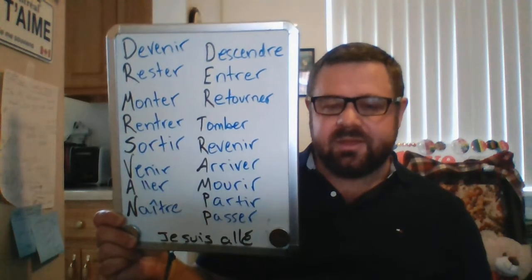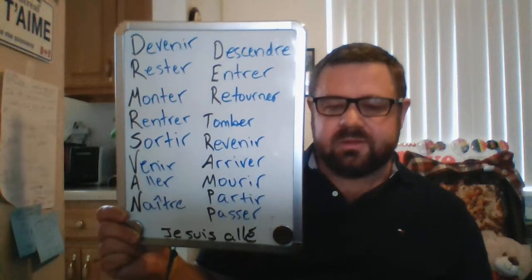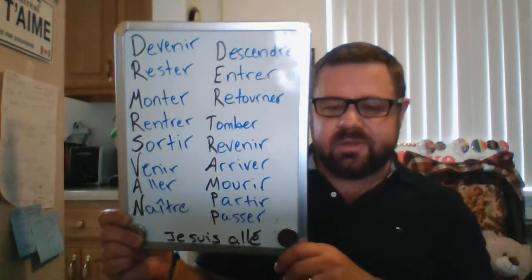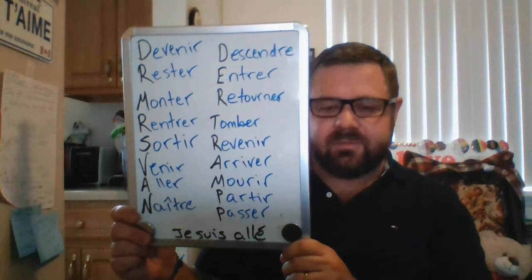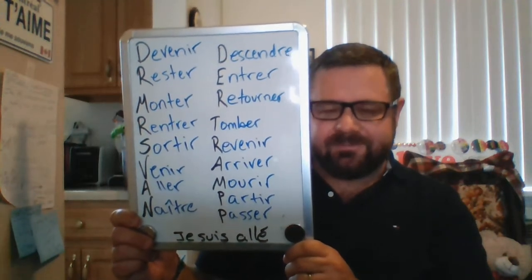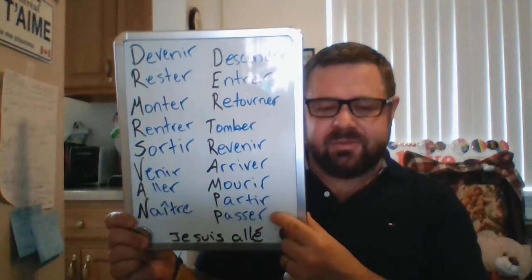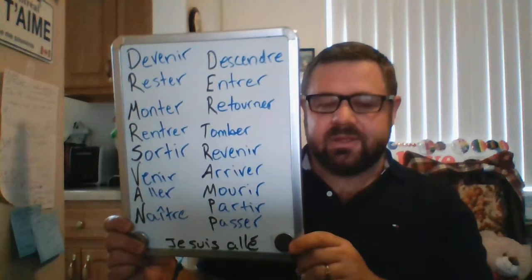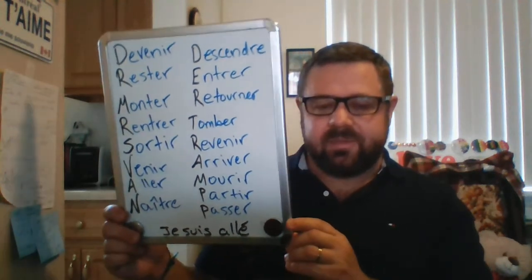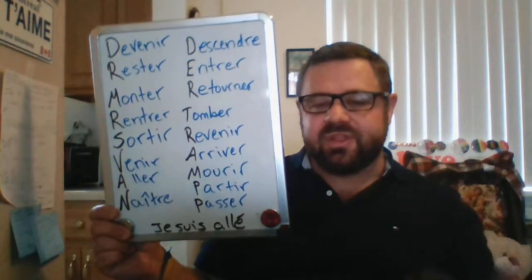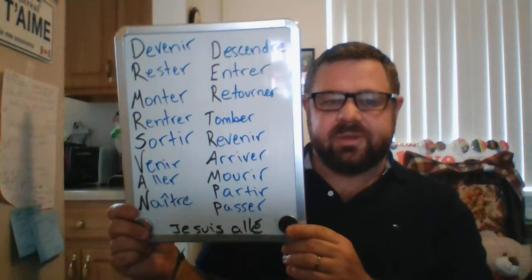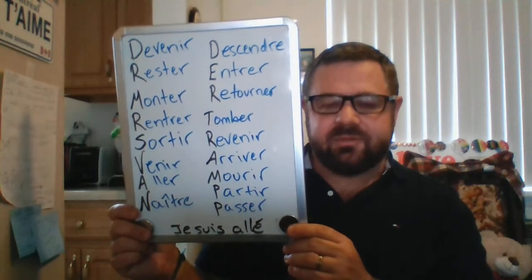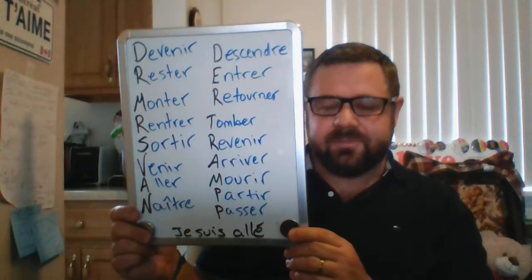Descendre, entrer, retourner, tomber, revenir, arriver, mourir, partir, passer. Sometimes passer can be used with être. If you say, like, I swung by your house, I passed by your house. Je suis passé chez toi. Je suis passé par ta maison, par le magasin. Like I swung by or I passed by that place.